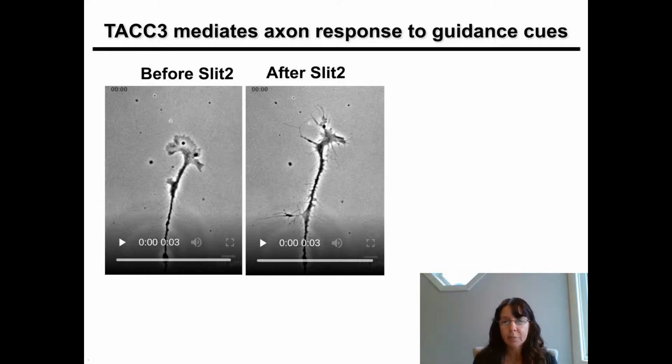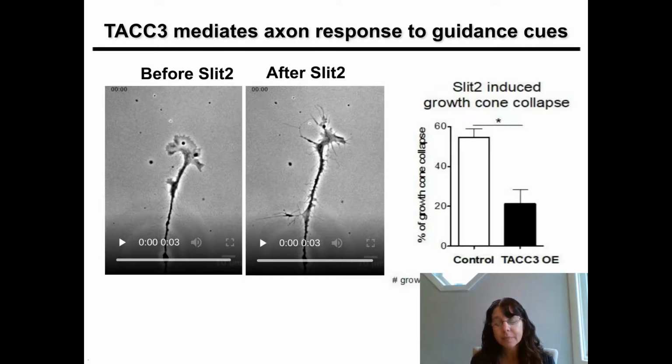And you can't see it, the movie isn't playing, but if you were watching the movie, you'd see the axon would be collapsing. And what she found is that when TACC3 was overexpressed, there was a reduction in the growth cone collapse phenotype. Thus, this data demonstrated to us that TACC3 was somehow mediating the growth cone response to guidance cues such as SLIT.